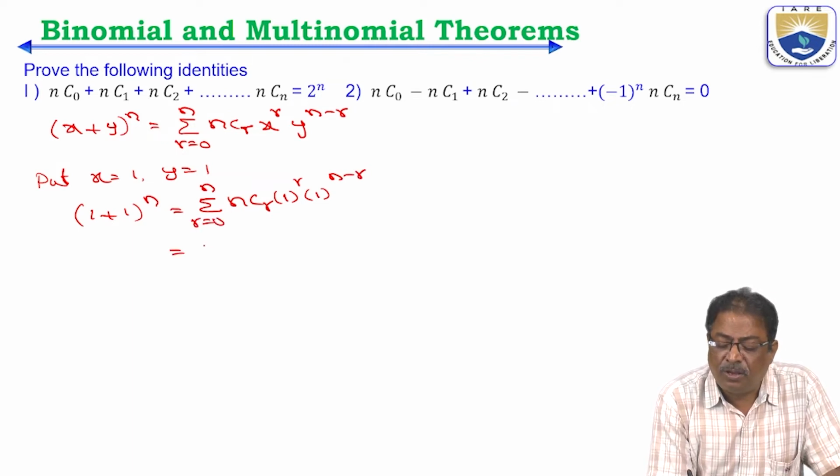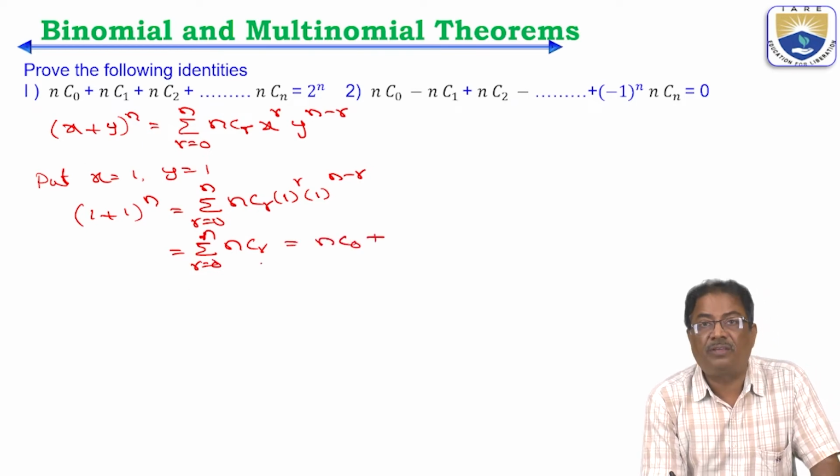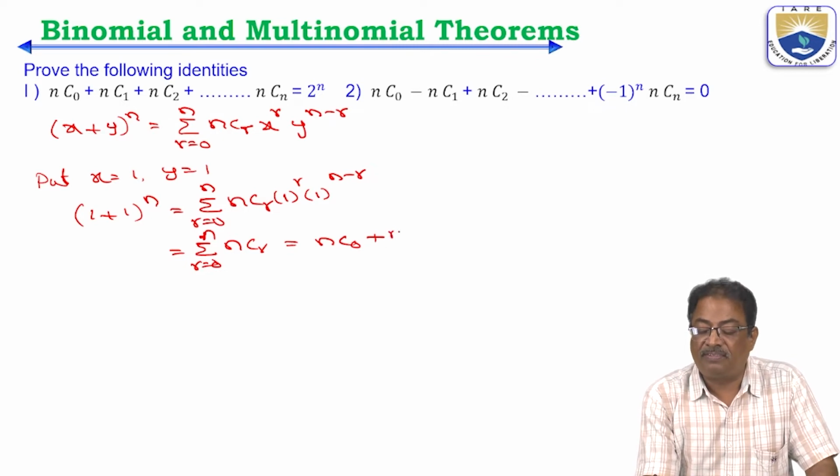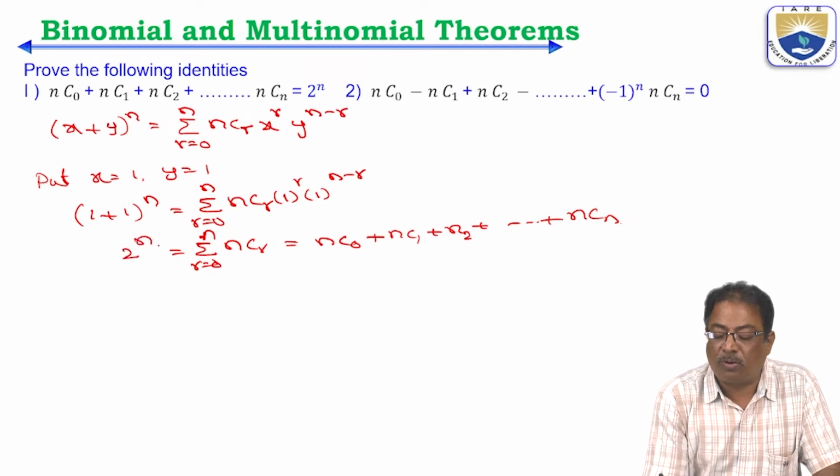Now only NCr remains. So now r is varying from 0 to n. So we are going to get NC0 when r equals 0, then NC1 plus NC2 and so on, plus the last one NCn. So NC0 plus NC1 and so on up to NCn is nothing but 2 to the power of n.